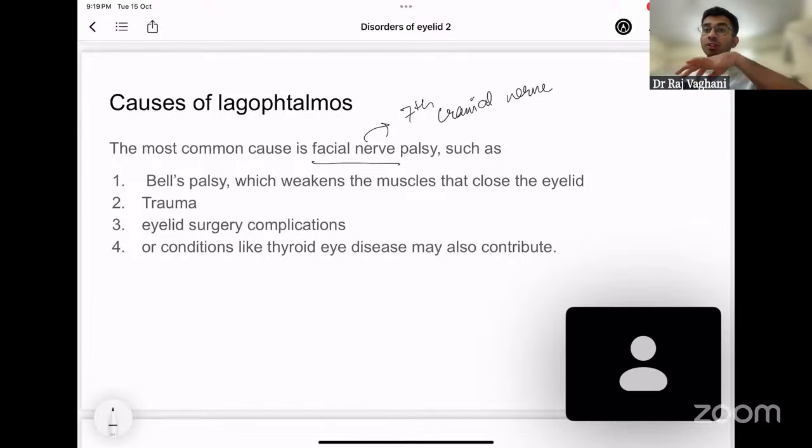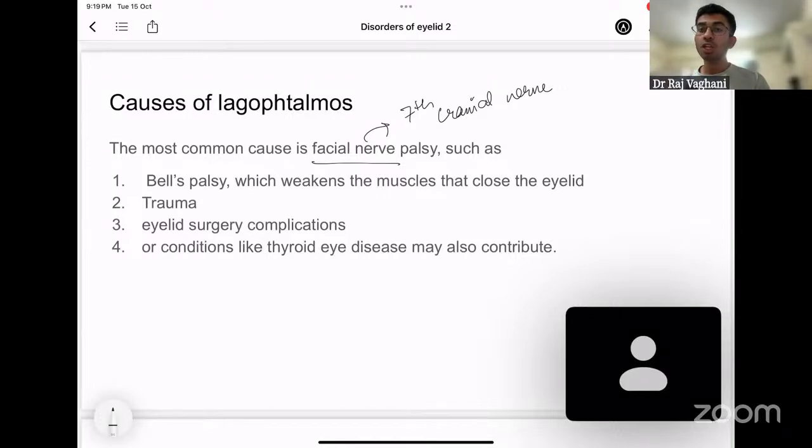Okay, so seventh cranial nerve palsy means the facial nerve palsy, and facial nerve palsy can be due to Bell's palsy, can be due to trauma, can be due to eyelid surgery complications, and it can also be due to thyroid eye disease.